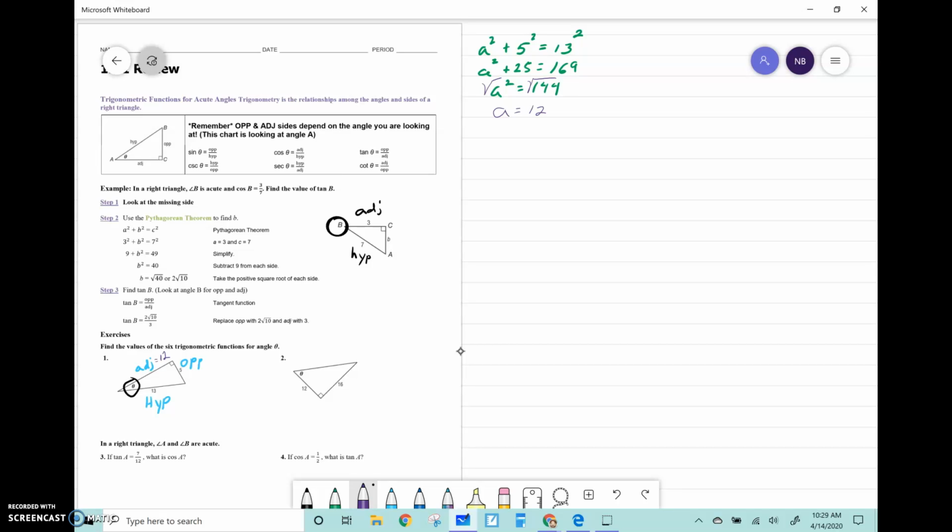Now when we're going to get the 6 functions, we're just going to look at each one of these functions in our chart and put them in the numerator or denominator wherever they belong. So let's go ahead and start with sine. The sine is going to be opposite over hypotenuse, and that's 5 over 13. Again, I'm just pulling from this little diagram that we have right here. Cosine is adjacent over hypotenuse, so I've got 12 over 13.